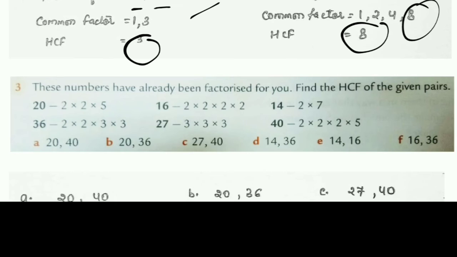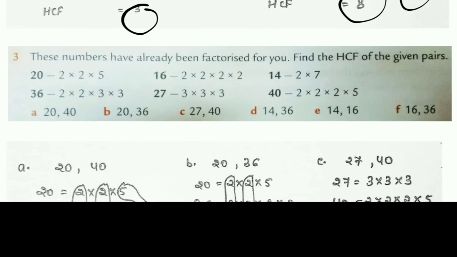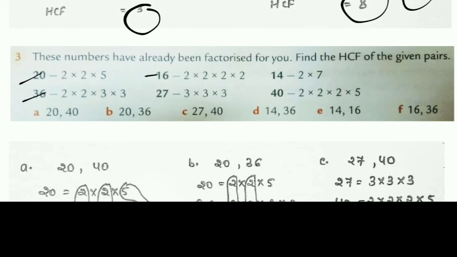Question number 2. Complete that HCF chart. Do it yourself in your textbook. Third question. These numbers have already been factorized for you. Find the HCF of the given pairs. So these are already given.